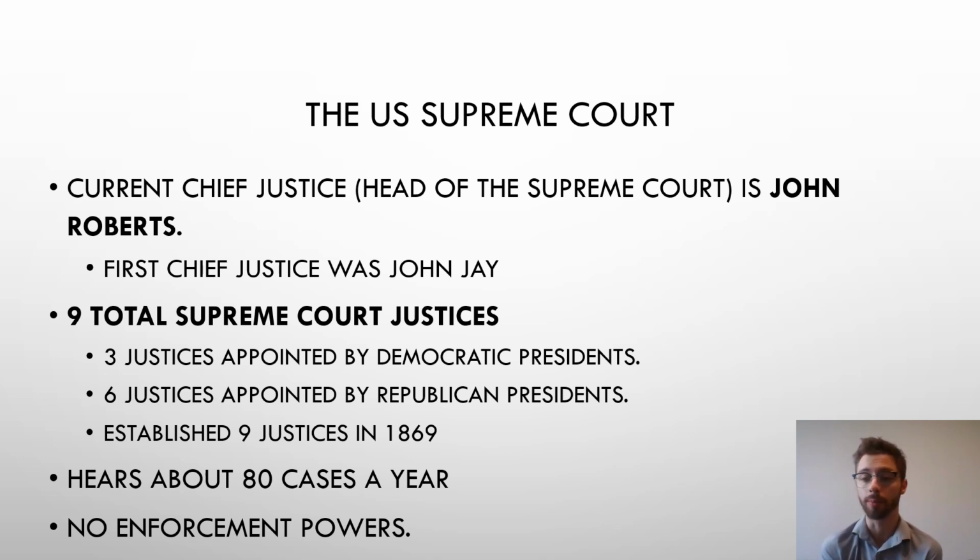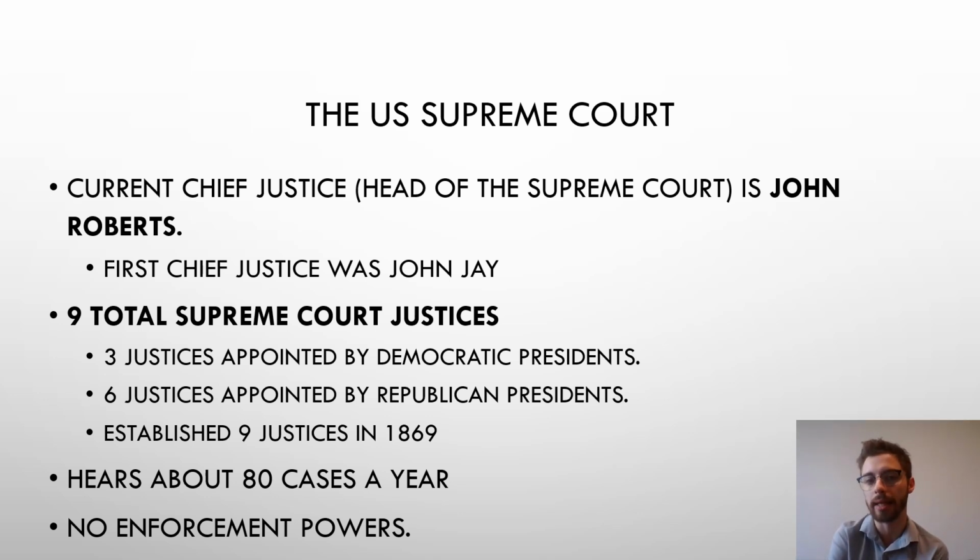And our U.S. Supreme Court. So remember, the U.S. Supreme Court is the highest court in the land. We have a total of 9 Supreme Court justices that reside on this bench. We have 3 justices that have been appointed by Democratic presidents, 6 justices appointed by Republican presidents, and we have had a 9-member Supreme Court since 1869 with a little bit of ebb and flow here and there.